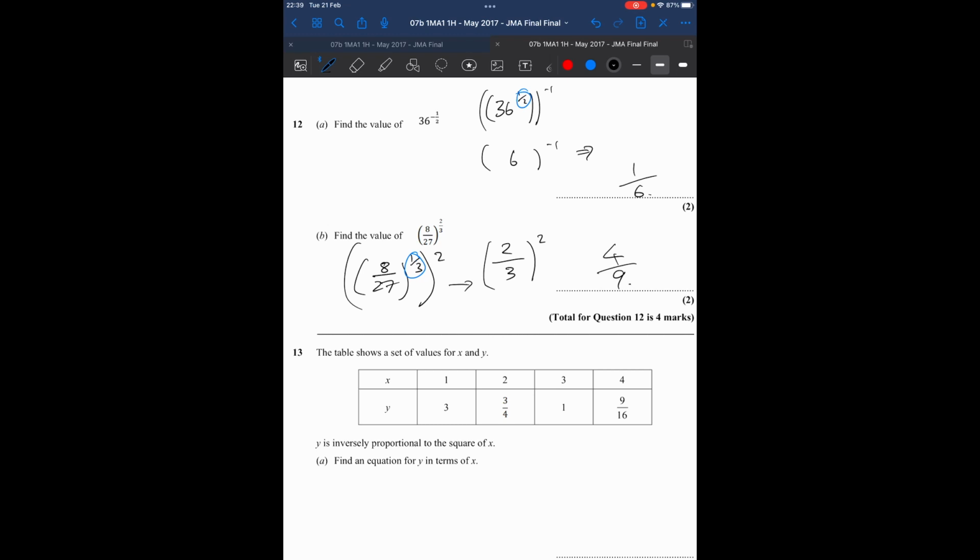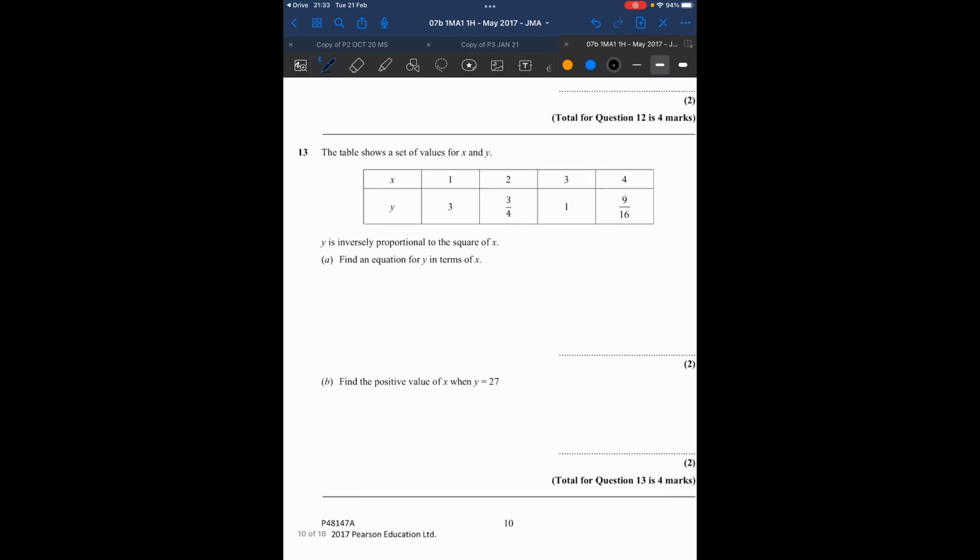Next question is question 21, number 13. The table shows a set of values for x and y. X is 1, y is 3, x is 2, y is this, and so on. Y is inversely proportional to the square of x. Okay, so how do we write that? Y is, well, it's a proportional statement. Inversely means it's going to look like this. The square of x means when you do x squared.